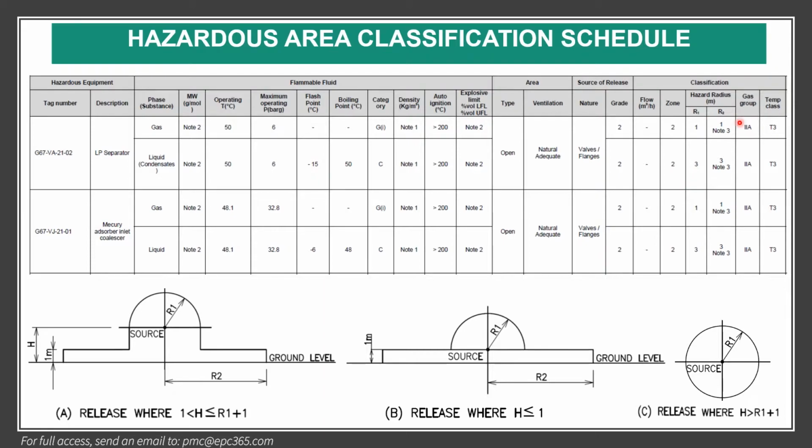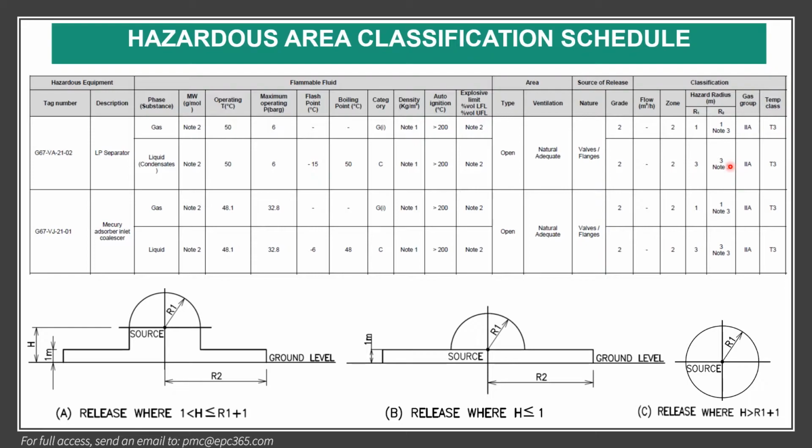And Air 1 and Air 2 are based on these figures. If the height is more than 1 meter or less than Air 1 plus 1 meter, it is like this. If it is less than 1 meter it becomes like that, and if it is greater than Air 1 plus 1 it is like this. We have to clearly define this, and this will help for the hazardous area classification drawing.